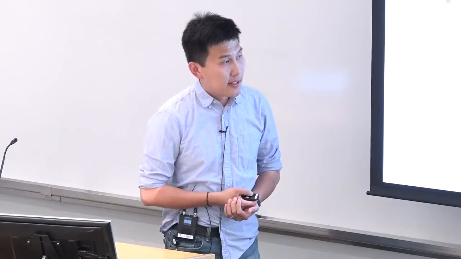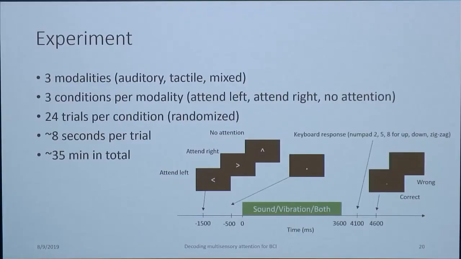For each trial, in the very beginning, I present a visual cue to tell people which way to pay attention. It could be left, right, or no attention. After 1 second, the cue disappears from the screen and becomes a dot, and the subject should focus on that dot. Then after half a second, I start to play the sound or vibration or both of them. This is the period when the subject pays attention and tries to identify the pattern of the stream. Half a second after the offset of the stimuli, the subject is instructed to give an answer using the keyboard. After another half second, we present feedback: a green dot means you got it correct, and a red one means you got it wrong.